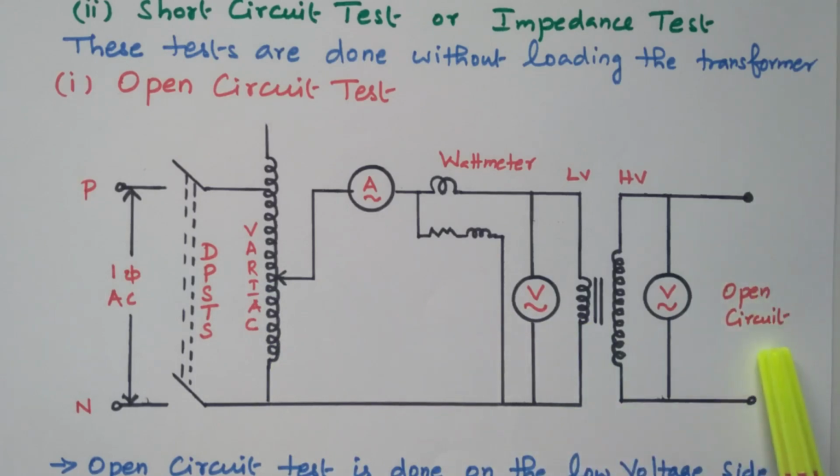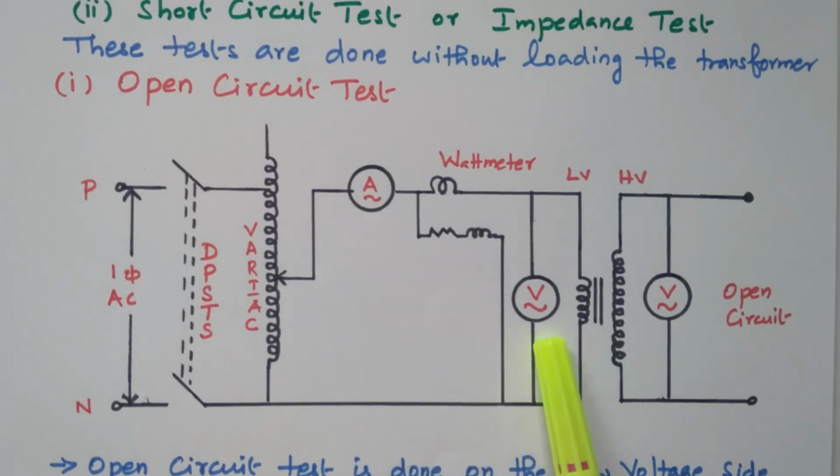The secondary is kept open, so there is no current flow in the secondary, but only the no load current I0 will flow through the primary. Because the secondary is kept open, there is no possibility of any load current in the secondary. Due to that, the current flowing in the primary is also very less, and that is called the no load current. So this ammeter will measure the no load current.